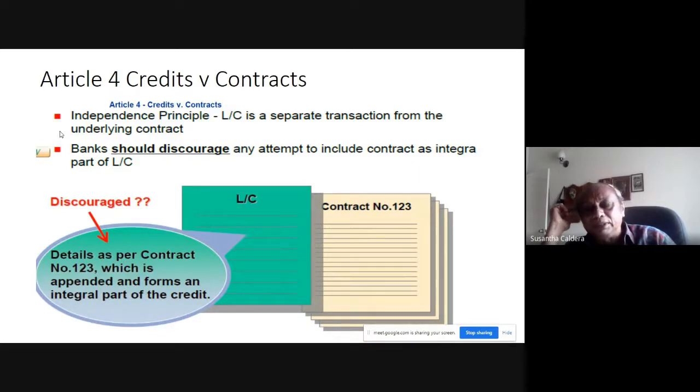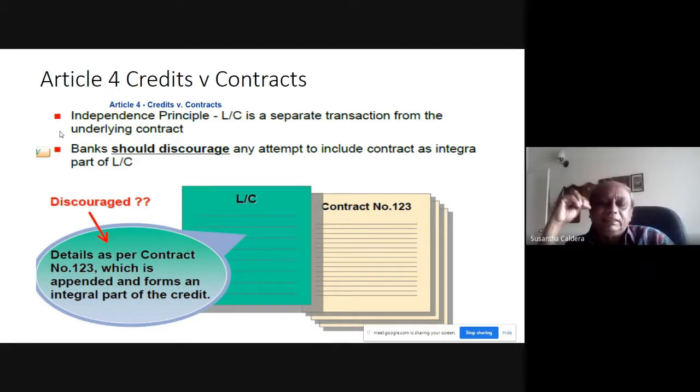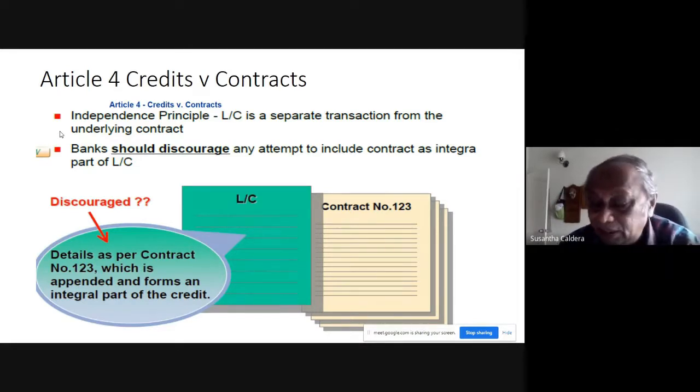Who is responsible for the sales contract? Who are the parties to the sales contract? Buyer and the seller, sir. Buyer and the seller. That's it. We have nothing to do with that.